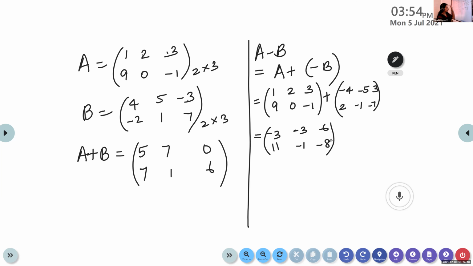Here, we can define subtraction if the matrices A and B are of the same order. If A and B are of the same order, we can define addition as well as subtraction.